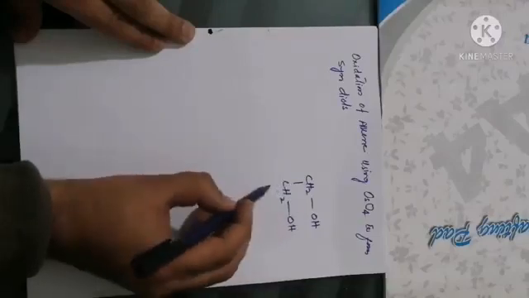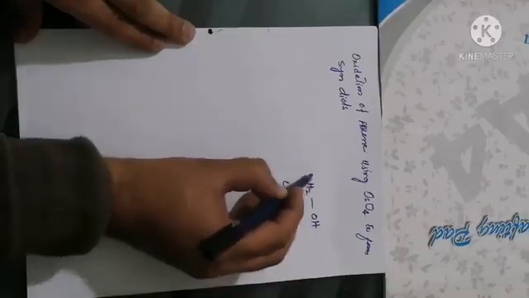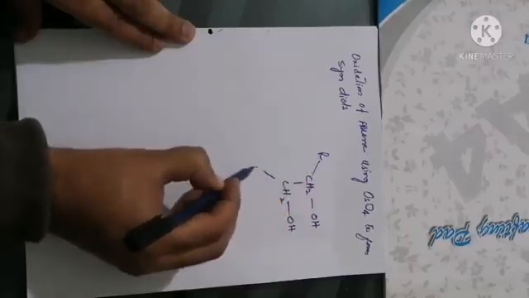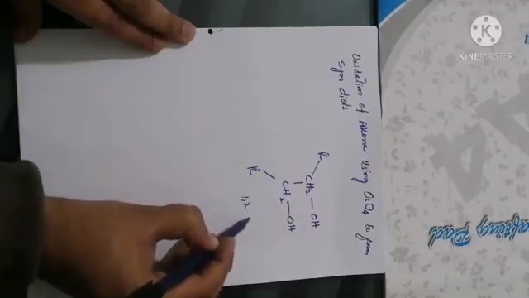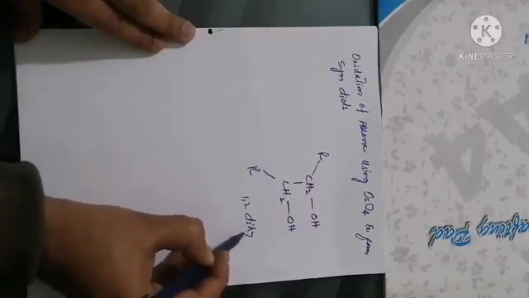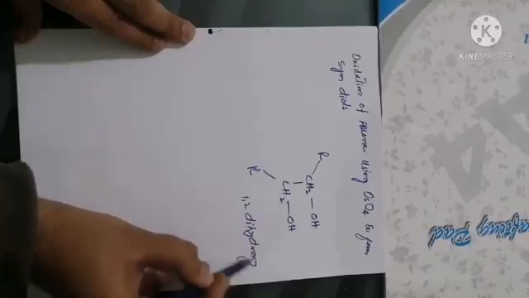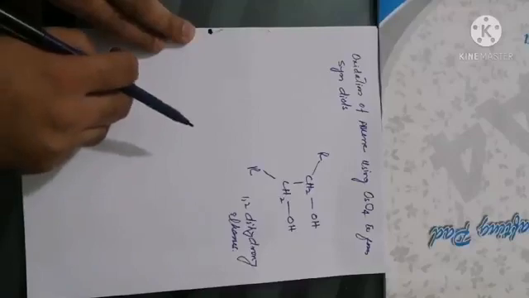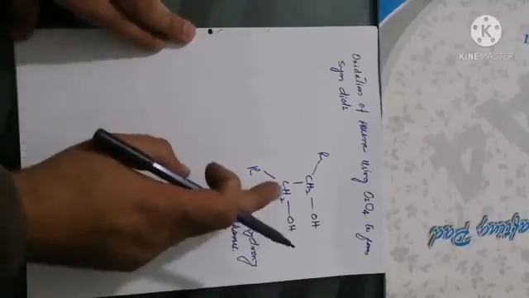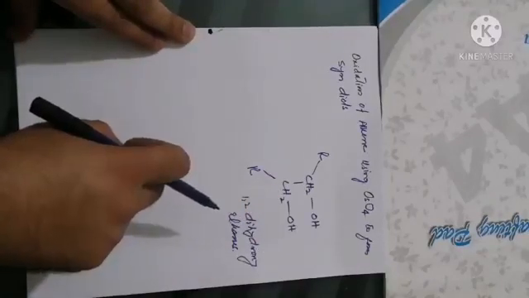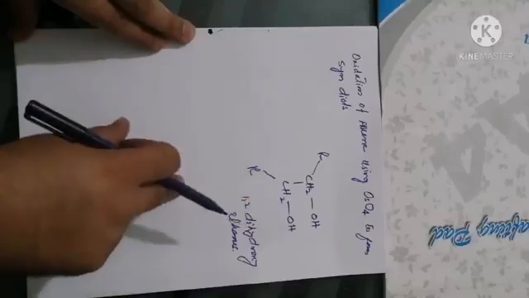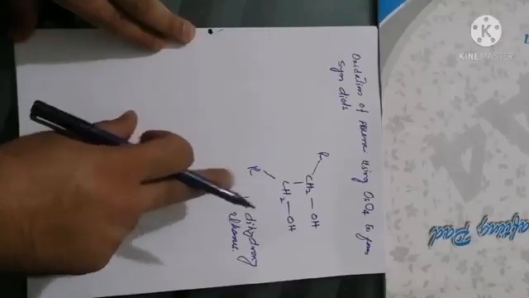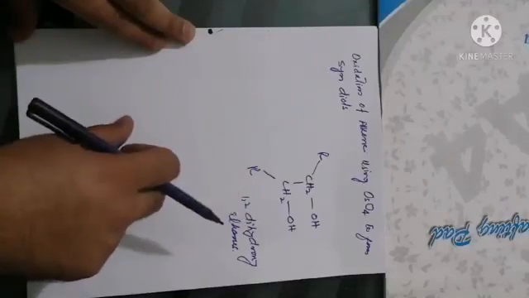So these compounds are sometimes called 1,2-dihydroxy alkanes. These are the diols, compounds having two hydroxyl groups attached on vicinal carbons.